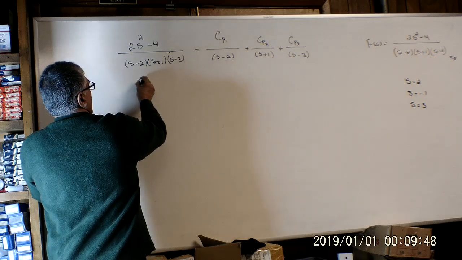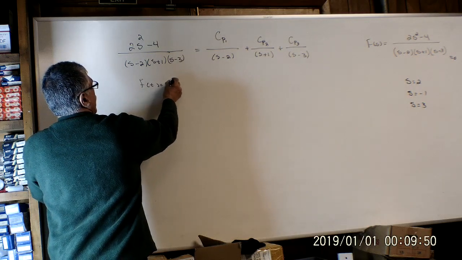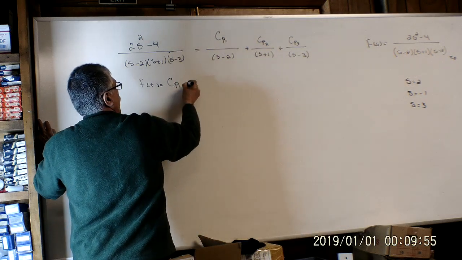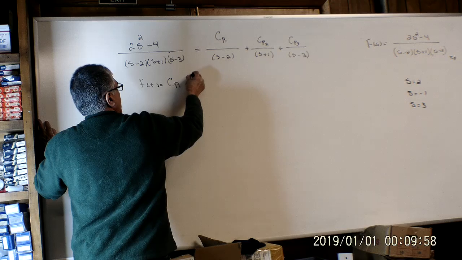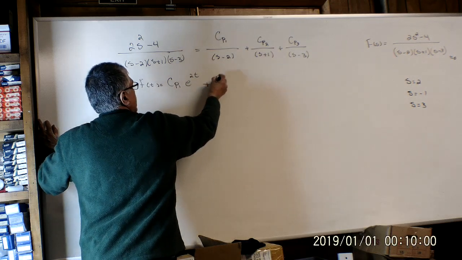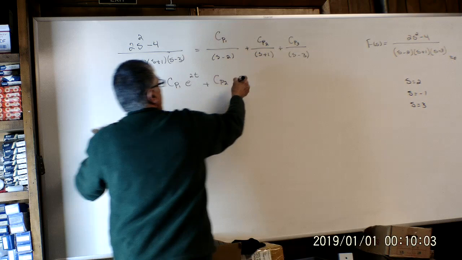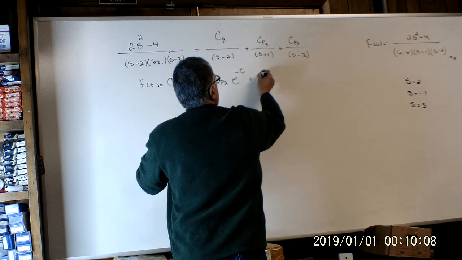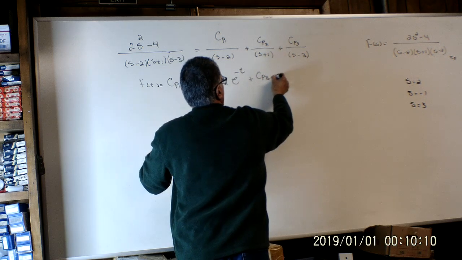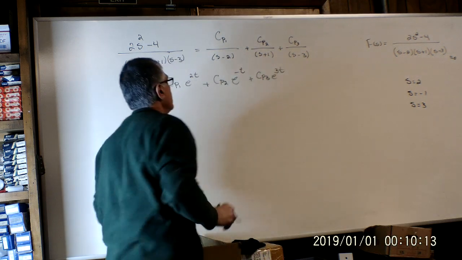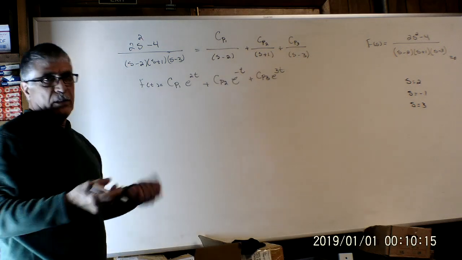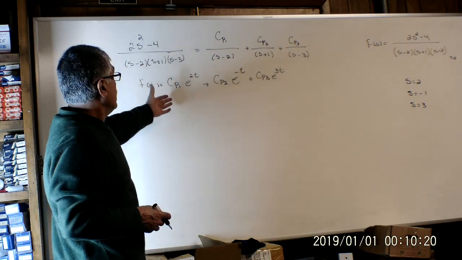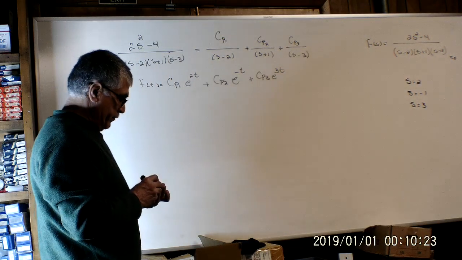So our main function will be equal to our constant associated with pole 1 multiplied by e to the power 2t, plus cp2 multiplied by e to the power minus t, plus cp3 multiplied by e to the power 3t. Now let's use our algebra skills and find the values for cp1, cp2, and cp3.